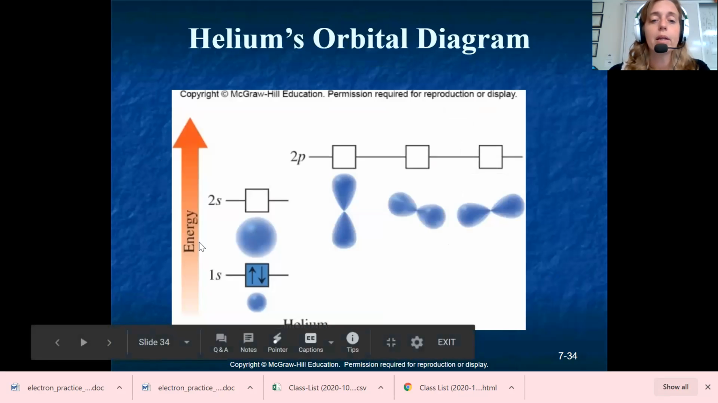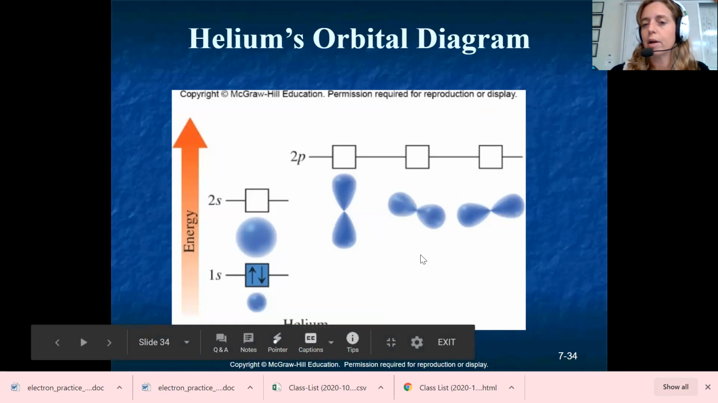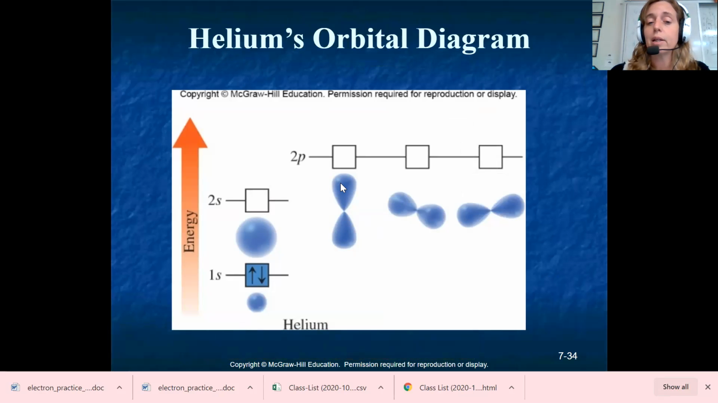Now, helium. Notice these shapes that you see. This is helium's orbital diagram. S is represented with a sphere, so when you're looking at the shape of S, it's actually a sphere. P is a figure 8. Notice how they're all looking in different directions because you have x, y, and z, so these are oriented in 3 different directions. And in each of these teardrops, an electron will be in each one.